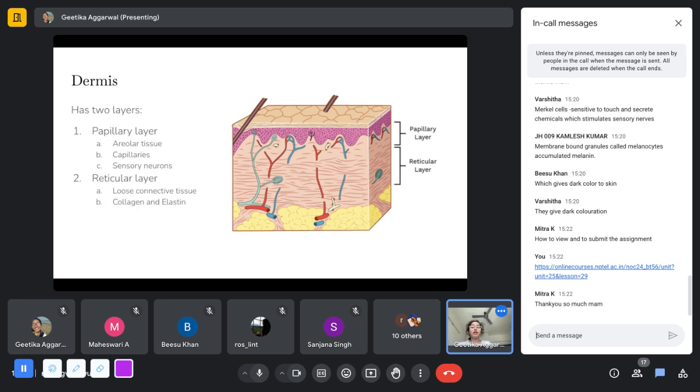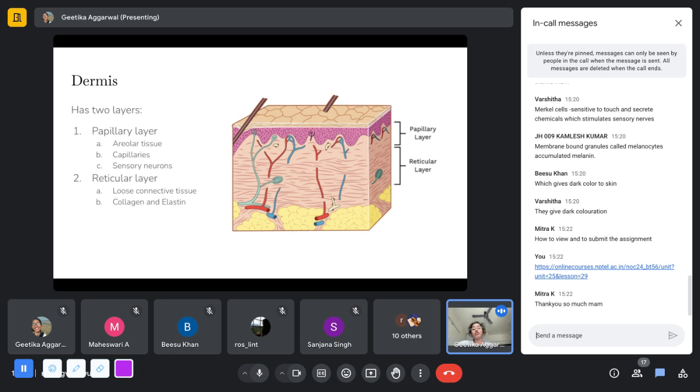So the papillary layer has 3 different structures. It includes areolar tissue, capillaries, and sensory neurons. And the reticular layer contains loose connective tissue, collagen, and elastin.